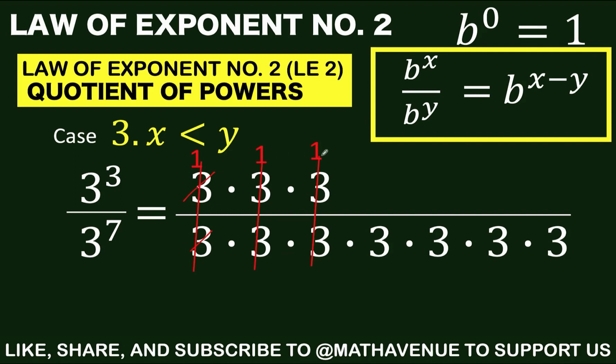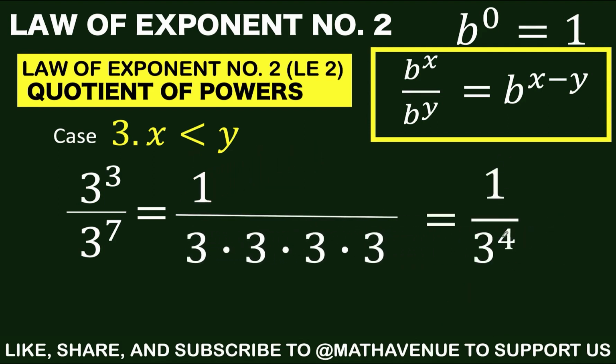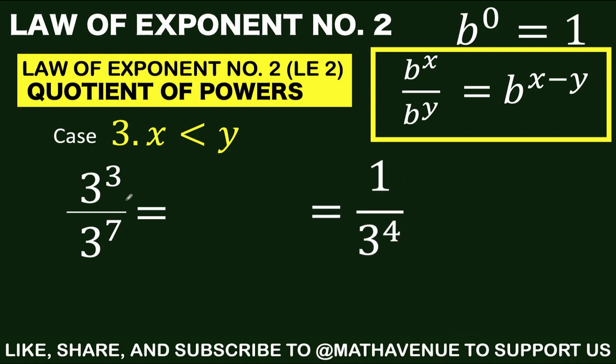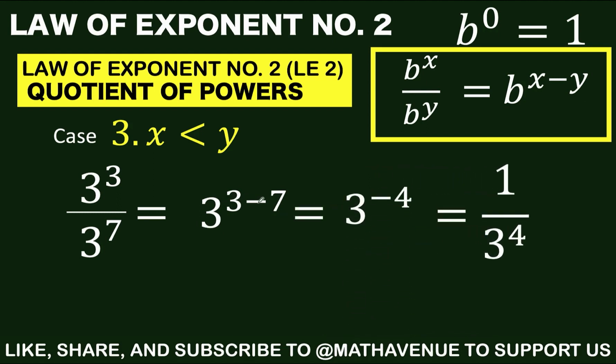So 1 times 1 times 1, what's left in the numerator would be 1, and in the denominator, we have 3 raised to the 4th. Therefore, this is now written this way, 1 over 3 to the 4th. But again, if you are going to follow this formula, then this can be written as 3 raised to the exponent in the numerator minus the exponent in the denominator. And 3 minus 7 is equal to negative 4. So this becomes the base raised to negative 4. We now have here what we call a negative exponent.